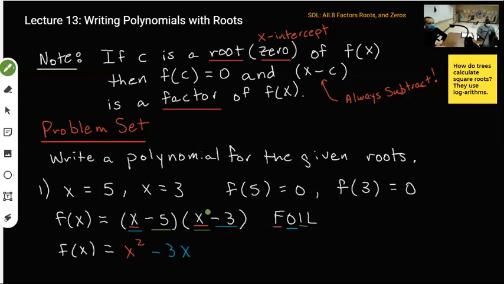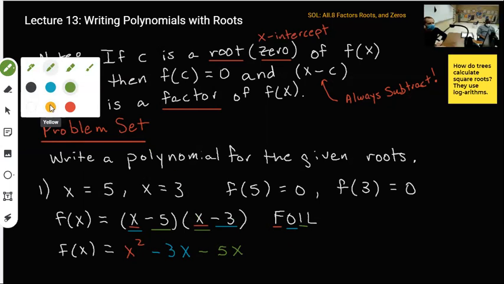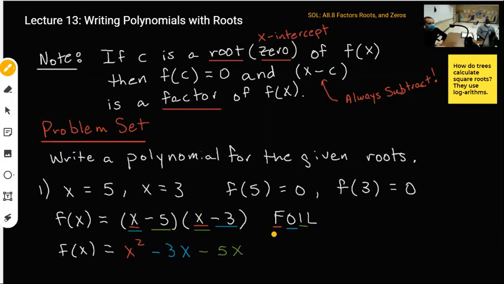So what's -5 times x? That's going to be -5x. And then the last thing I'm going to do is change to yellow, and I'm going to underline the L because that's going to be the last letter of FOIL. So what does L mean? That stands for last, right? The opposite of first. So I need to choose the last two terms.